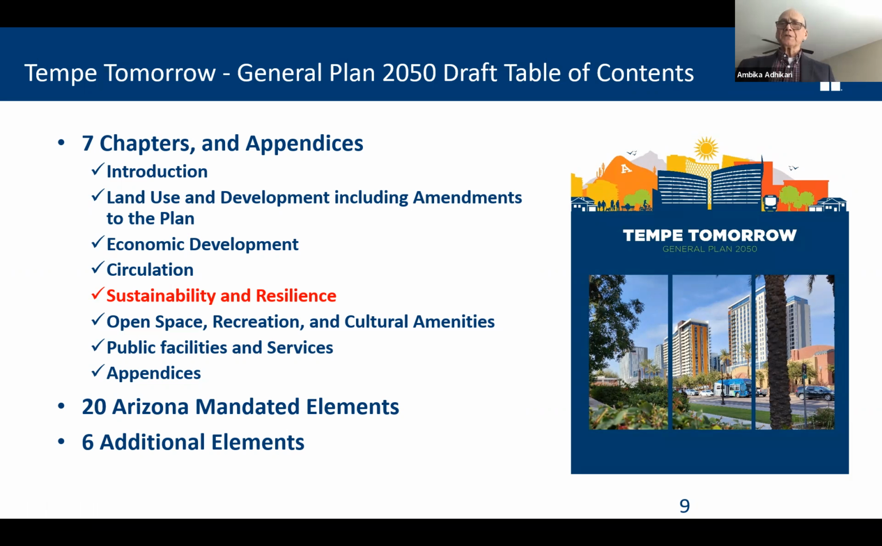It will have 7 chapters and appendices. Those chapters are to organize the 20 different elements that Arizona mandates. And then Tempe, in addition, has 6 different elements in the plan. So for example, introduction, that is the first chapter, will talk about the processes, how it was developed, how the public outreach was conducted, and how it is going to be implemented. Then the second chapter is going to be land use and development. And it also talks about how the general plan could be amended after it is adopted, because this is not a fixed document. This is a high-level policy that can change depending on the requirements of the community.